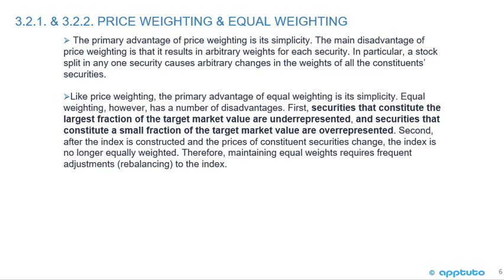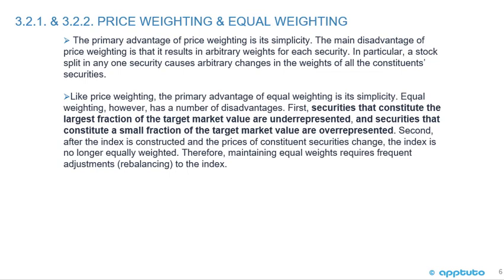Like price weighting, the primary advantage of equal weighting is its simplicity. Equal weighting, however, has a number of disadvantages. First, securities that constitute the largest fraction of the target market value are underrepresented. So high market caps are underrepresented because they're given an equal weighting. And securities that constitute a small fraction of the target market value are overrepresented. So what that means is stocks with a very small market cap are given the same weighting as a company with a big market cap. And that is not an accurate picture of the market 100%.